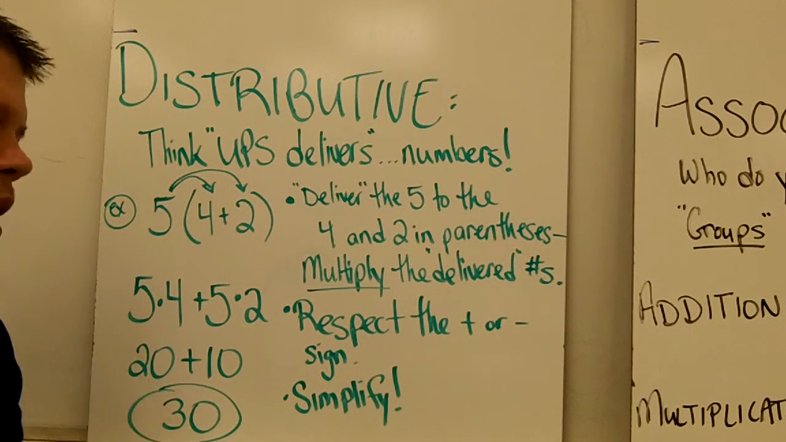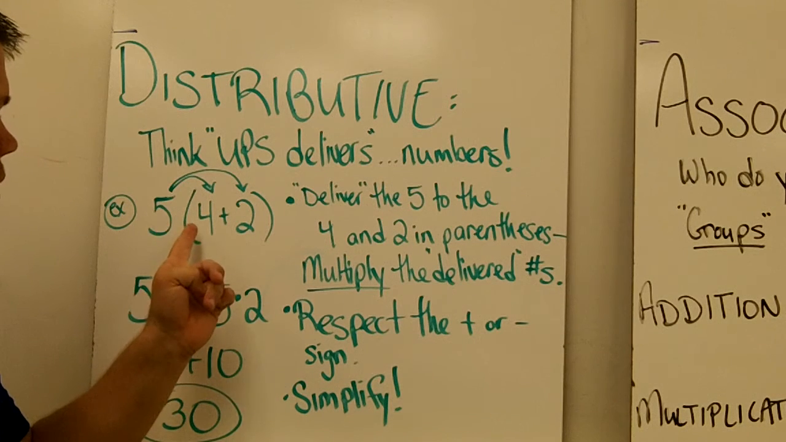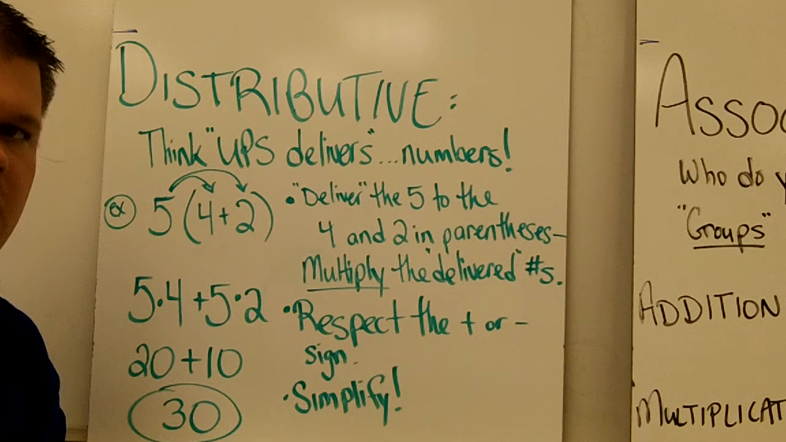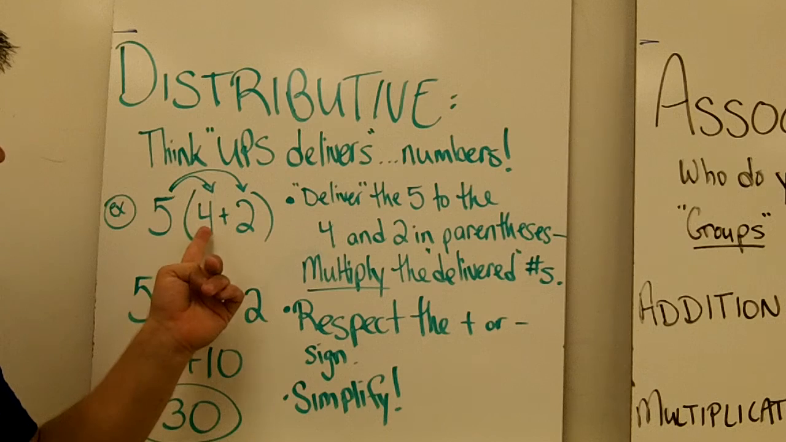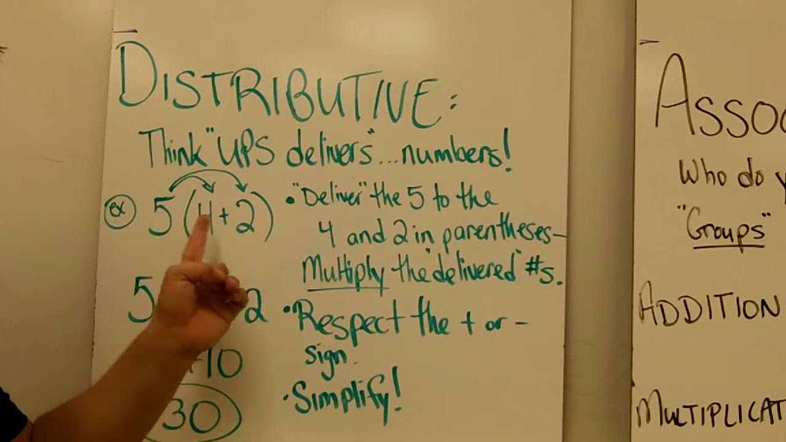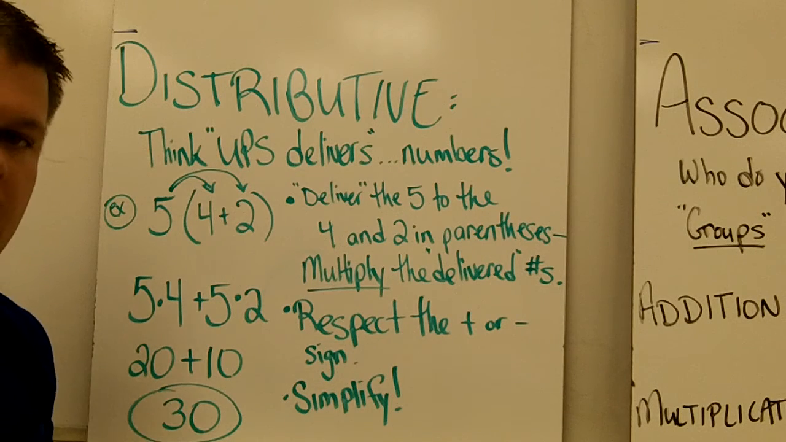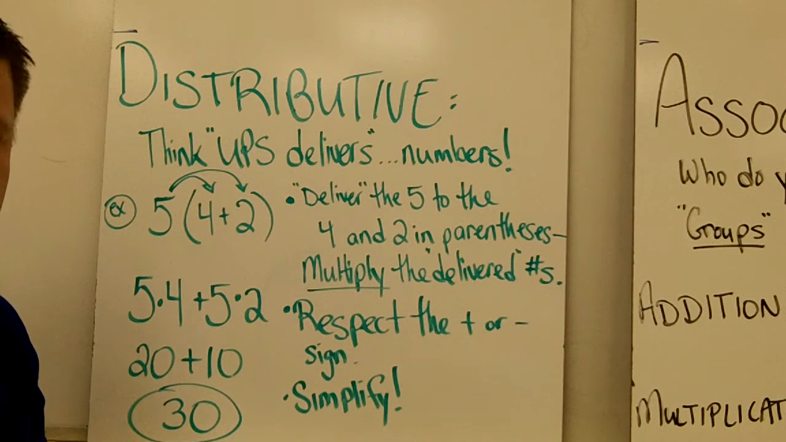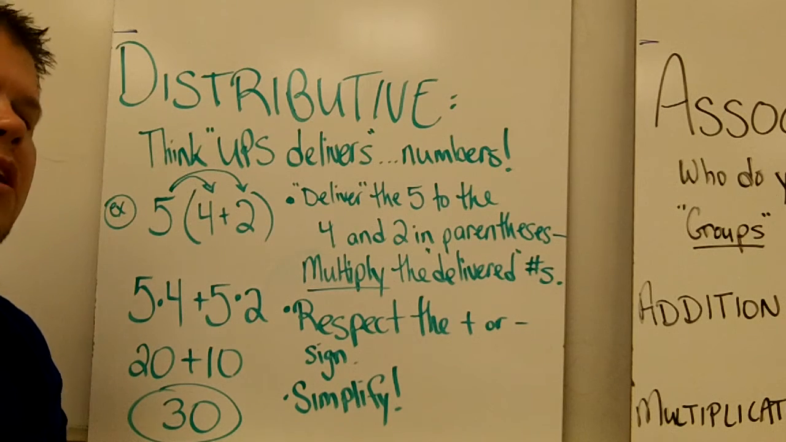I'm going to multiply because I see no operator between the 5 and the parentheses. So that is assumed to be multiplication going on. That's just a math fact that we try to instill in you now. 5 times 4 is going to be 20. 5 times 2 delivered there is going to be 10. And when I simplify my expression, I get 30. Okay? So I'm delivering the 5 to the 4 and the 2 in the parentheses. I'm going to multiply those delivered numbers because there's no symbol otherwise there, and it's assumed to be multiplication.